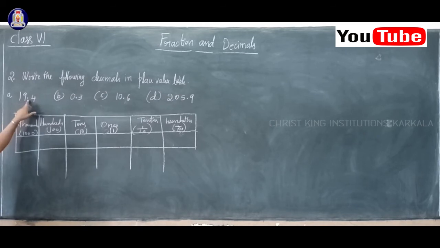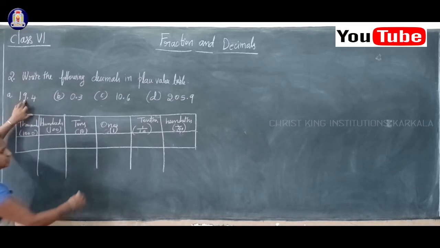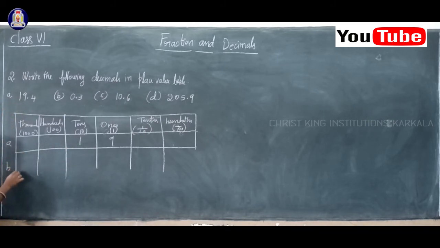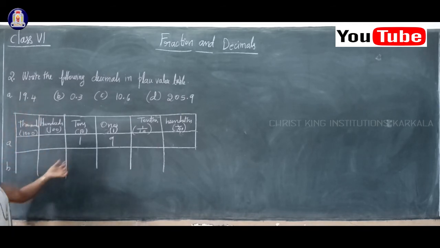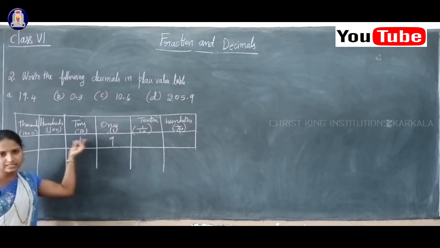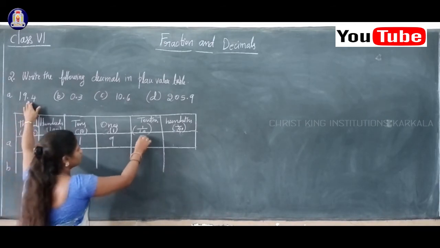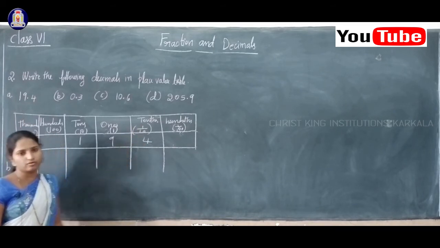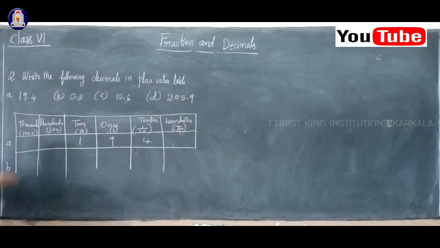Okay, 19.4. Here the decimal point is given. After the decimal point there is one digit, that is 4. 9 is in the ones place, the unit place, and 1 is in the tens place. This is the first answer. After the decimal point the next digit is 4, so we write 4 in the 1 by 10 place, the tenths place.